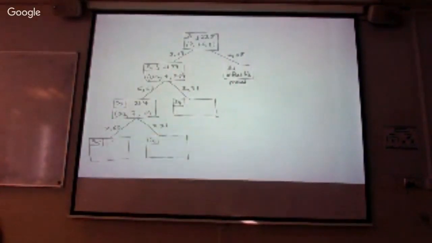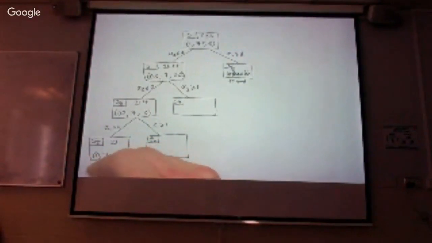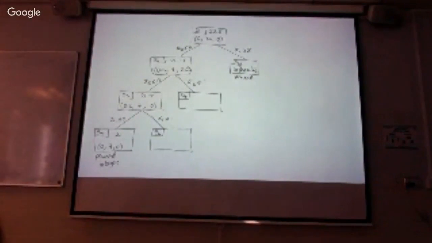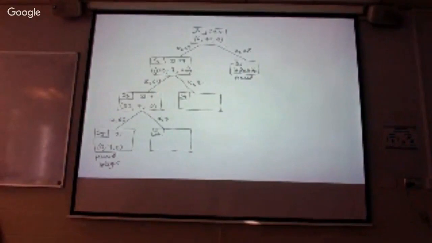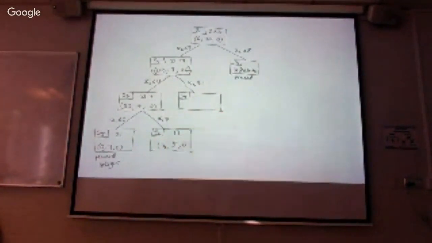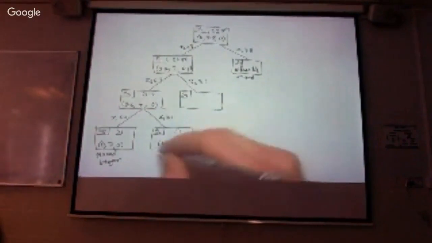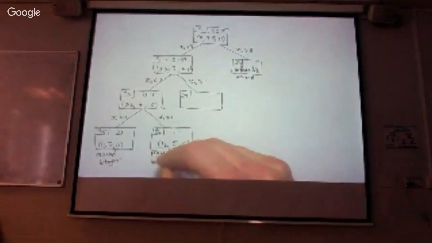I want to solve this one for some reason. So when you solve this, you get 0, 7, 0, and the objective is 21. Do you have to branch? No. Do you write proved integer? It's already all integer. The other one is infeasible. It's worse than the best integer solution. So it's pruned: integer, and also suboptimal.